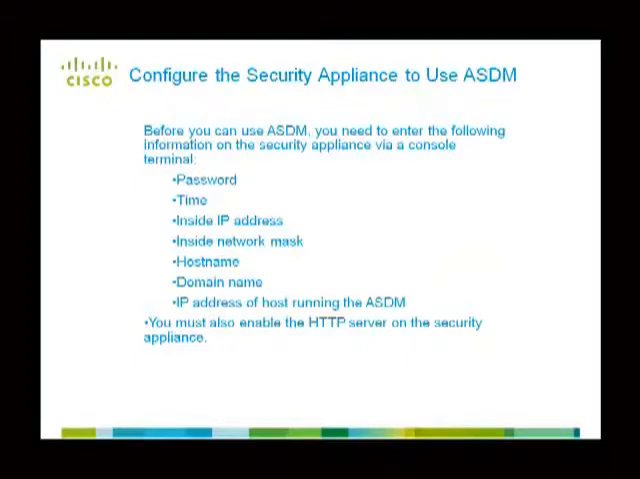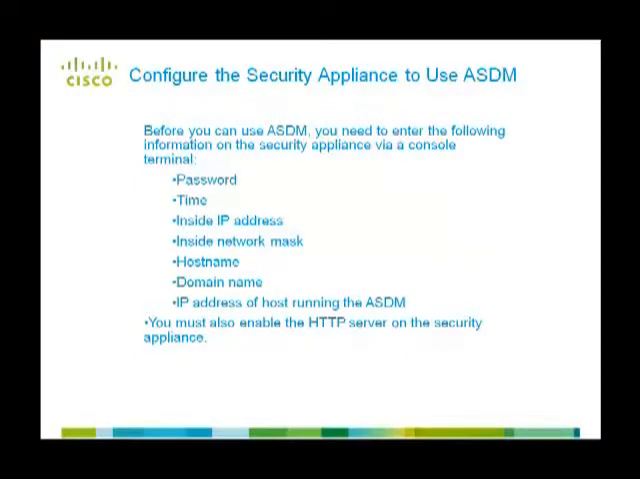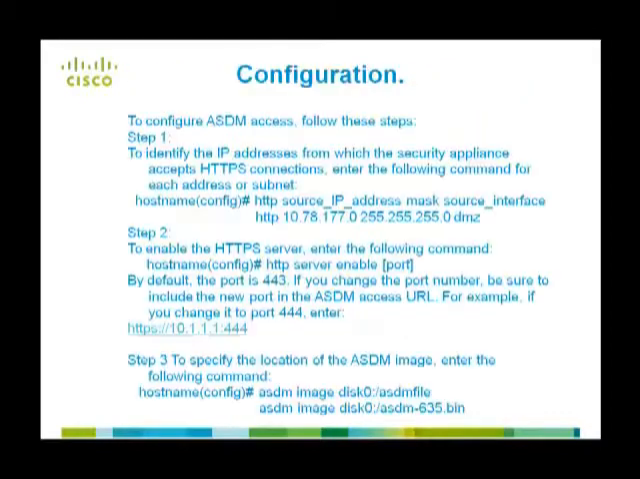Before you can use the ASDM, you need to enter the following information on the security appliance via a console terminal: the password, the time, the inside IP address, the inside network mask, the host name, the domain name, the IP address of the host running the ASDM, and you must also enable the HTTP server on the security appliance.